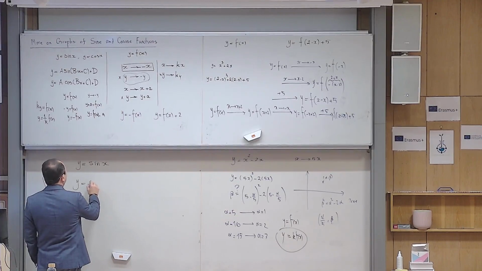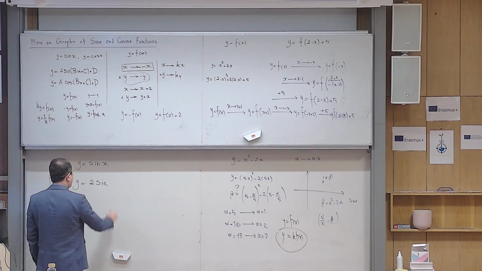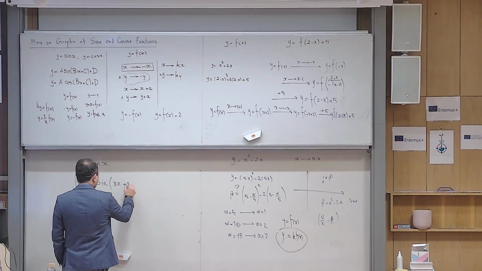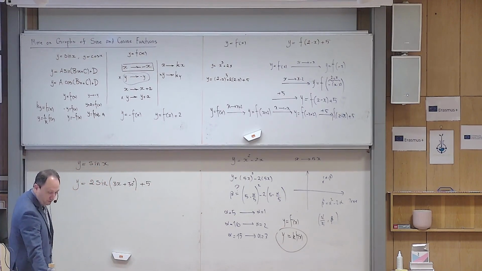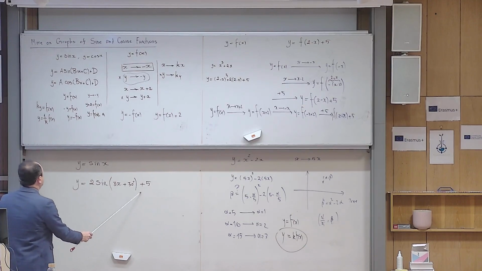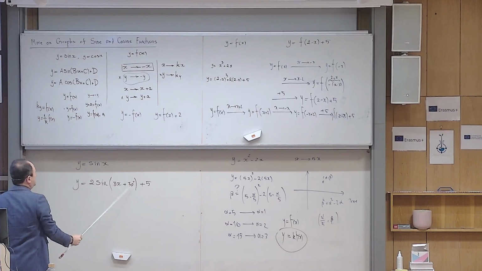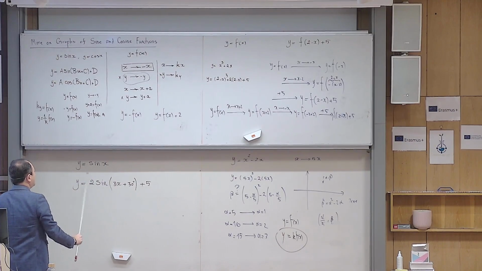So let me put a 2 here. Let me work in degree, because I don't want to confuse you with radians. So 2 sine, and let me write here 3x, and let me write plus 30 degrees, and then let me write plus 5. Okay? So if you compare what I have written right away with what I have given you in the very beginning, A is 2 in this problem, B is 3 in this problem, C is 30 degrees, and D is 5. Assuming that you have watched the previous video, you already know the graph of sine x.